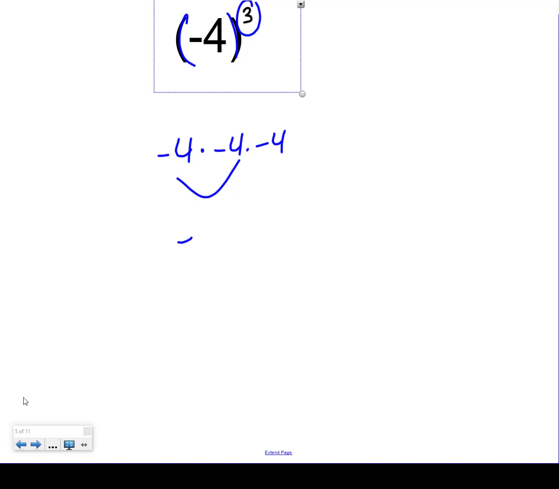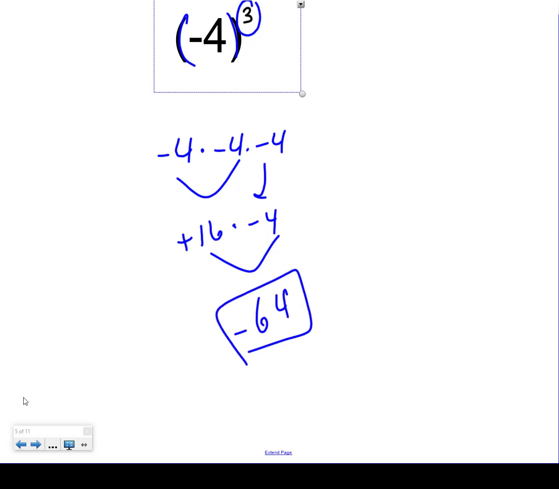And signs are the same. The answer is positive. 4 times 4 is 16. I bring down what I haven't used. Okay, signs are different. The answer is negative. And 16 times 4 gives me a negative 64. Final answer.